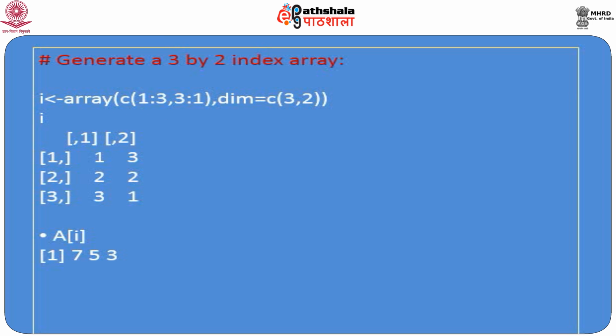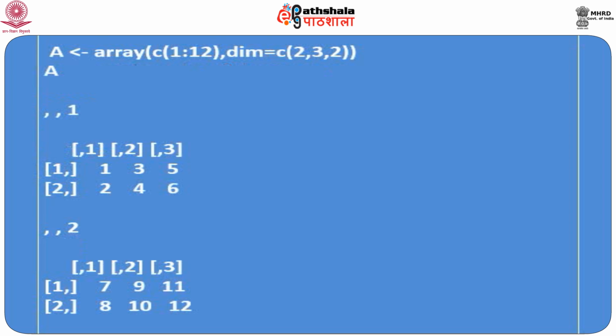This 3 cross 2 array I contains the index set. Like here, A[I] extracts the elements A13, A22 and A31. We know the matrix A beforehand. Now we are only specifying the index set. So, from the index set we are going back to the original set, and hence we have the output 7, 5 and 3. Next, here we have a 3-dimensional array, and this is how it looks.